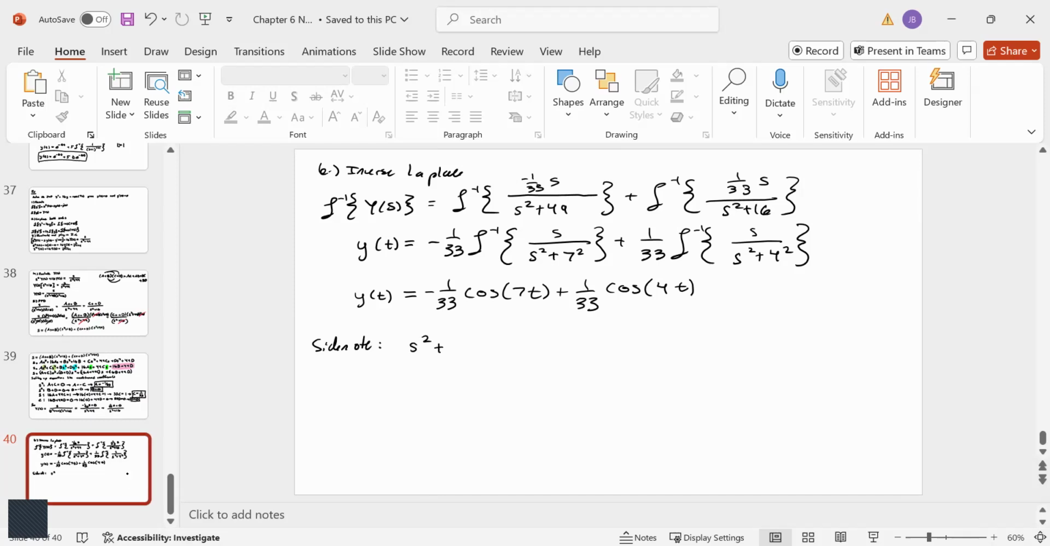Side note. S squared plus, let's use the letter A, could be rewritten as s squared plus the square root of a squared. Just in case you ever run into that situation, which is very possible. So that's always a possibility.